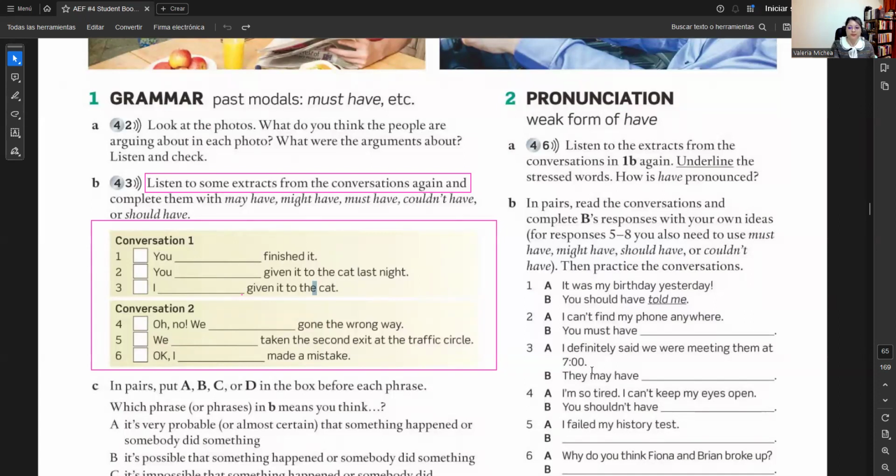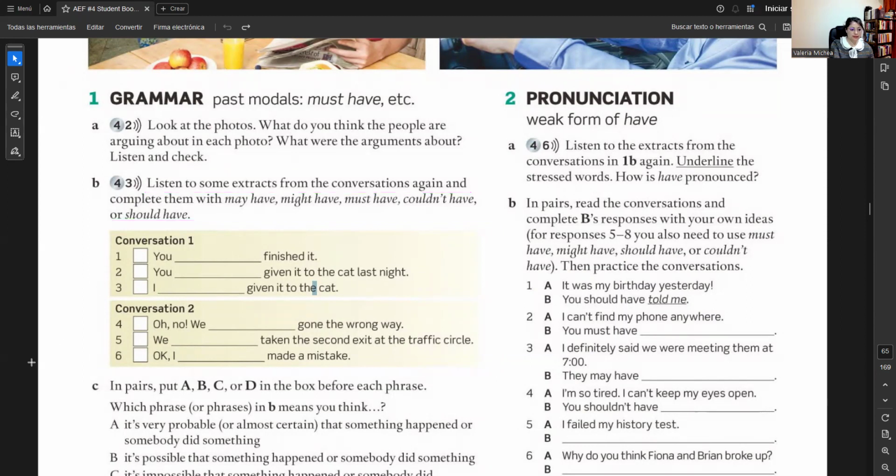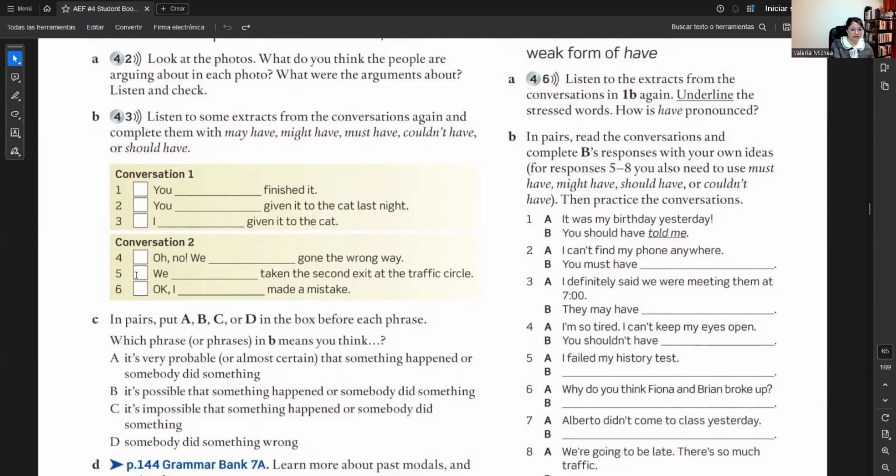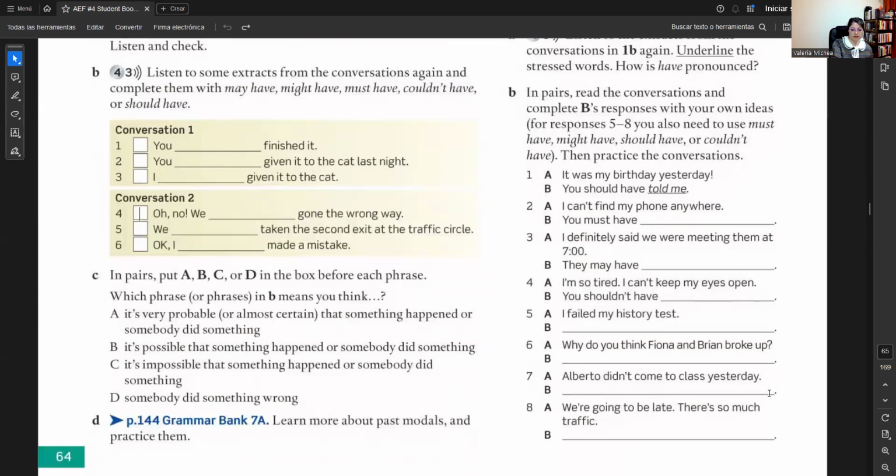Alrighty. So we got it now. Let me clear my board and we can check your answers. So, yep, this one. What are the modal verbs that we are missing in conversation 1, in the first one? Who can help me here?